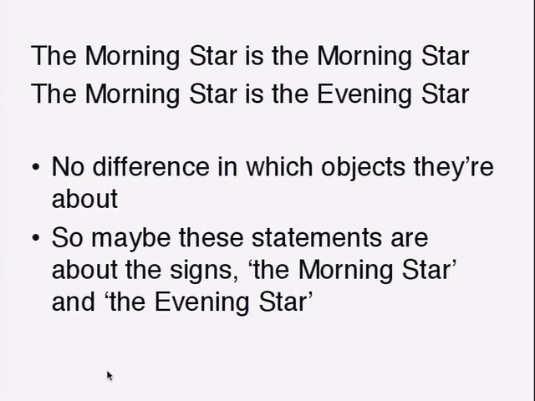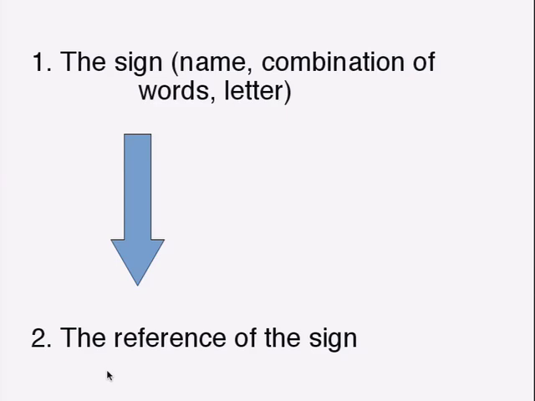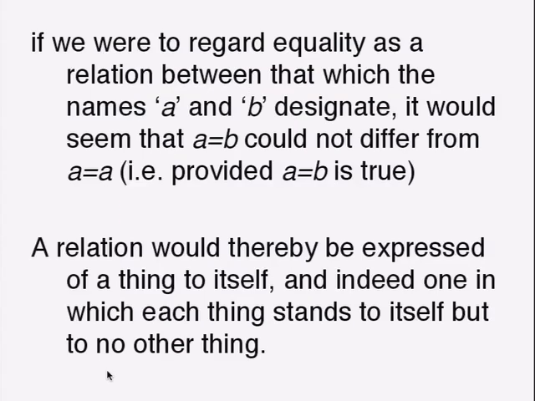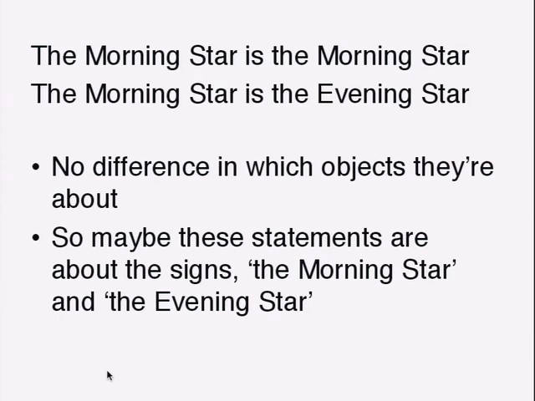I took a sign that refers to the planet Venus, and I replaced it with another sign that refers to the planet Venus. So there shouldn't be any difference between these two. If all there is is the sign and the object, I took one sign that refers to an object, I took a different sign that refers to the same object, and I just replaced this one with that one. I didn't make any difference to the sentence. You see what I mean? So how did I get from something uninformative to something informative? That is the puzzle. There must be more to meaning than reference.